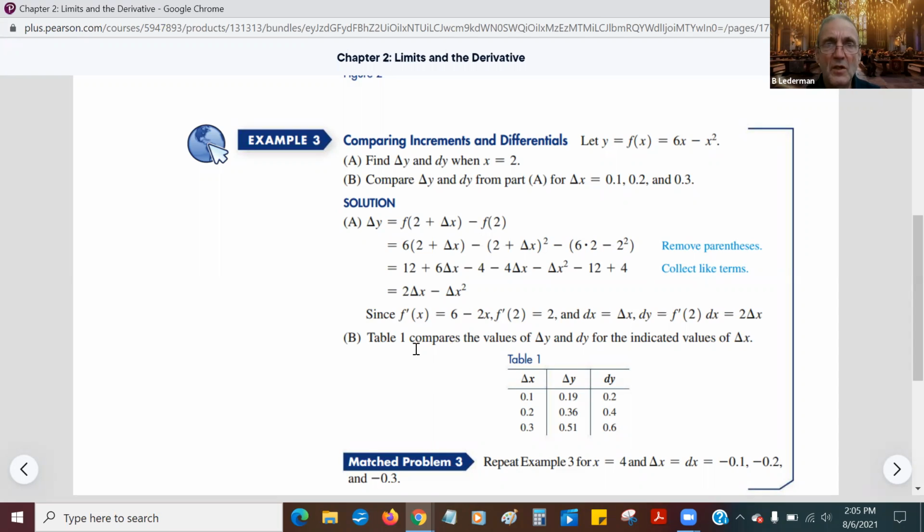So what does that mean? So that's it. We're done. Now for B, compare delta y and dy from part A for delta x equals 0.1, 0.2, and 0.3. So basically make a table, you get those values, and you're done. Very nice, very beautiful, very simple. And we figured these out the same way we figured everything else.